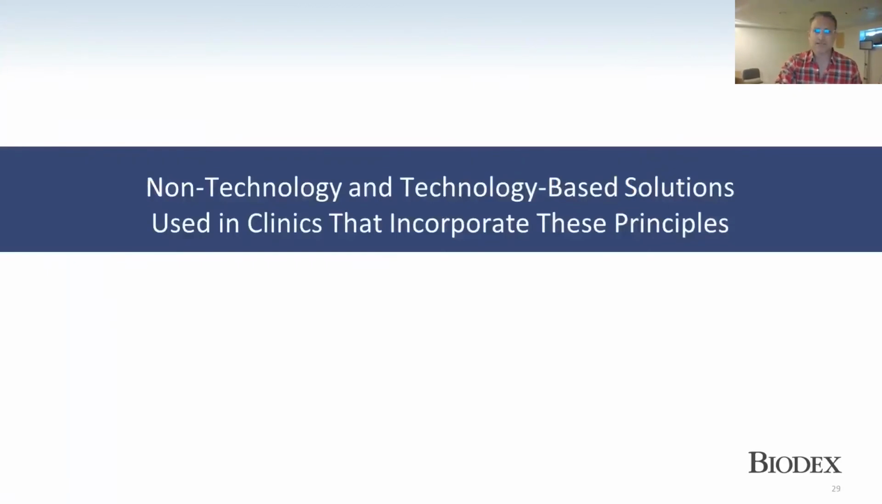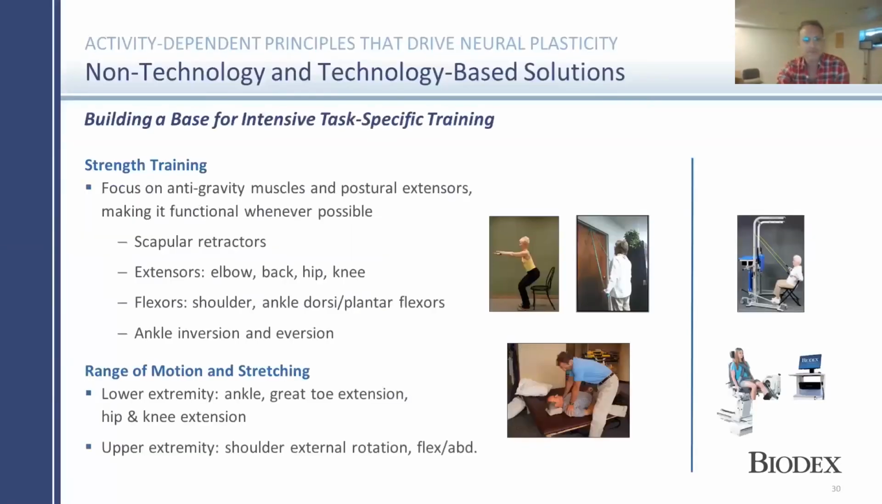Time check. All right, so let's veer off again and talk about some of the non-technology and technology-based solutions. Let's talk about building the base. We're still trying to make it functional, but we can look at strength training and range of motion. Focus on anti-gravity muscles and postural extensors, making it as functional as possible, focusing on scapular retractors, extensors, flexors, ankle inversion, and eversion. Range of motion and strengthening. Again, this is from some physical therapy colleagues of mine. This is what they do, and some of the research is in here.